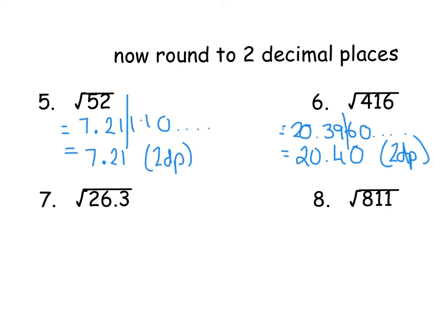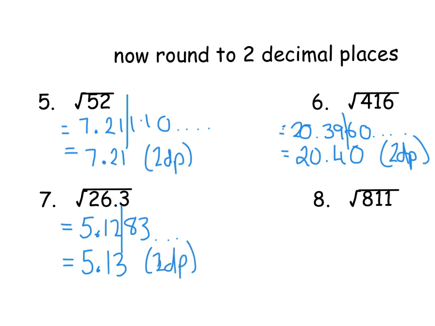Okay, the next one, I just thought I'd do one with a decimal as well because it's not always whole numbers we have to square root. So the square root of 26.3: square root button, 26.3, equals on your calculator. This gives us 5.1283 and so on. Cutting it off at 5.12, the next number is an 8, so that goes to 5.13. Okay, and the last one, the square root of 811. When you type that in, that will give you 28.478 and so on. Again, we're cutting it off after 2 digits, so it's 28.47 just now. That will round up to 48.